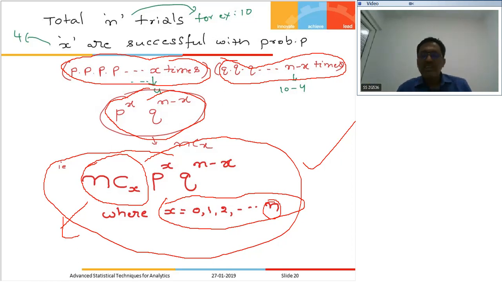C is not a constant, it's called a combination. I think I'll explain this separately in the math class. N is the total number of trials. Yes, we'll see in real time where we apply the applications. So no proofs for this. This is just for you to understand.